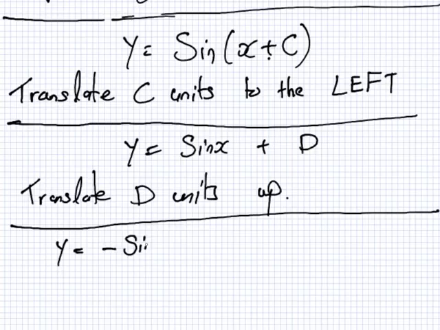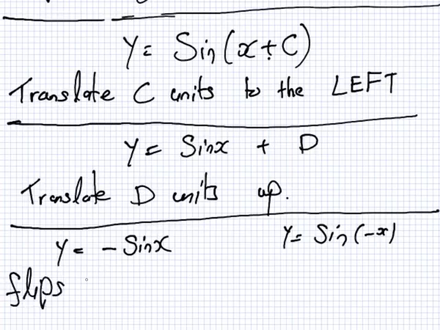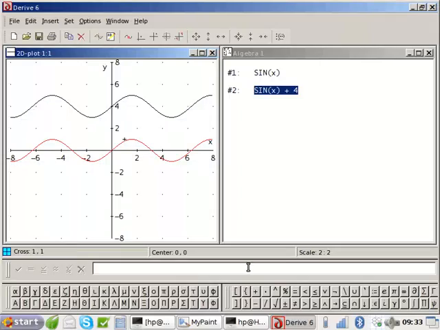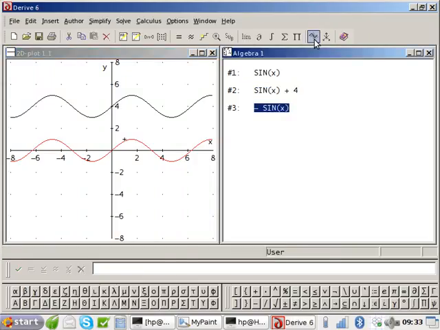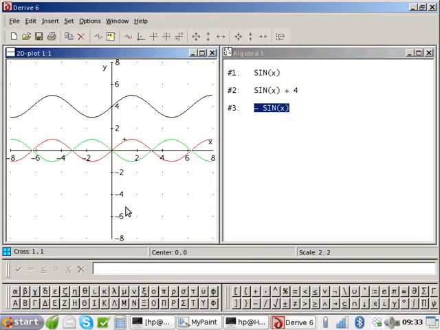minus sine x, or something like y equals sine of minus x. So if you put a minus in it, what happens here if you put a minus in front? Does anyone know? Yeah, it flips upside down. So it goes upside down. Watch here. If I go minus sine x, it flips the graph upside down.